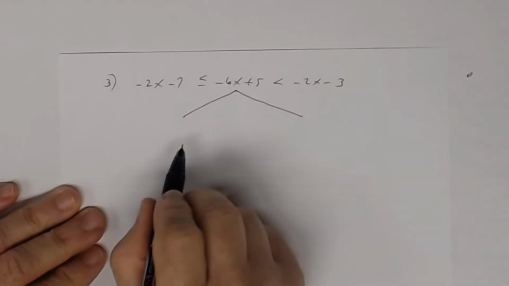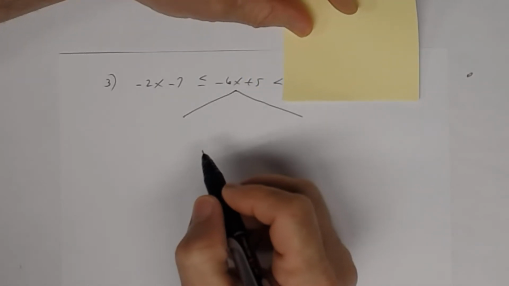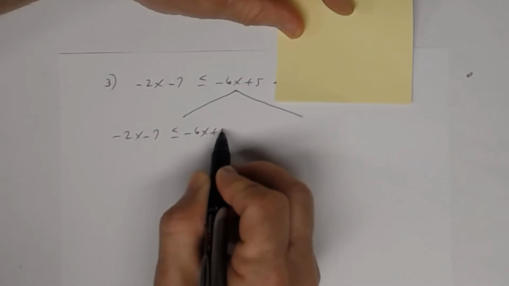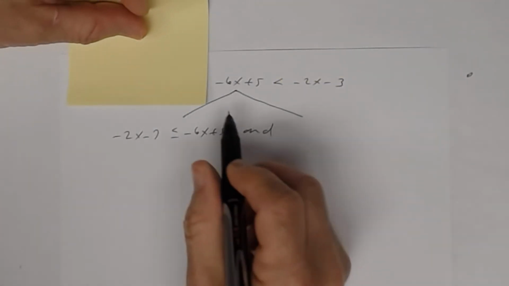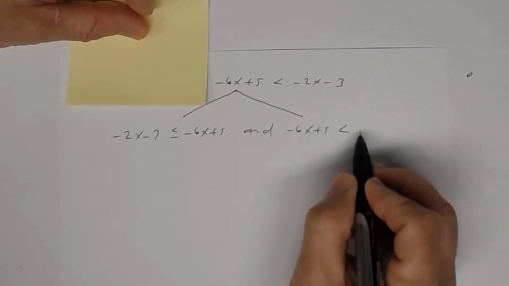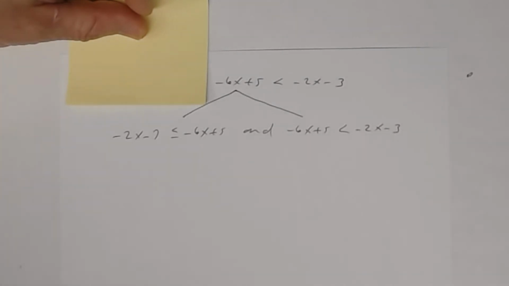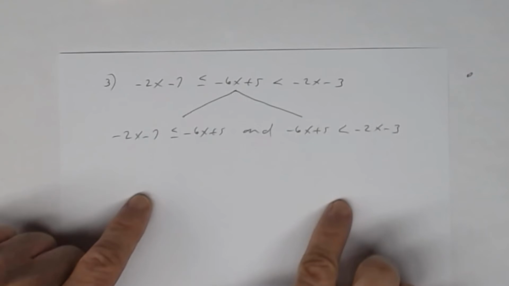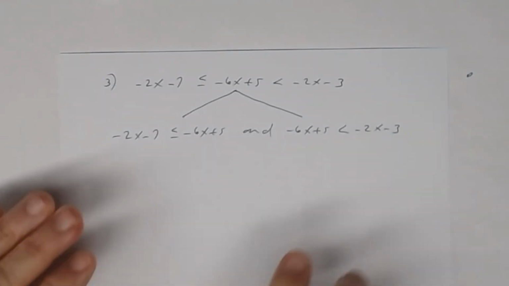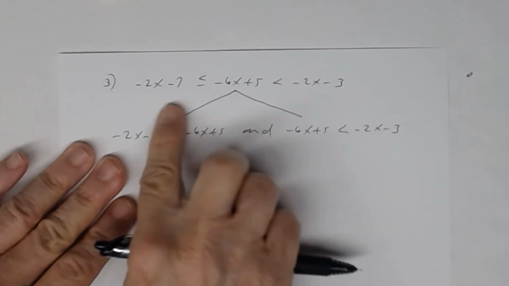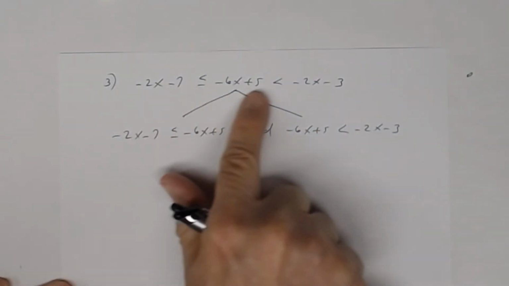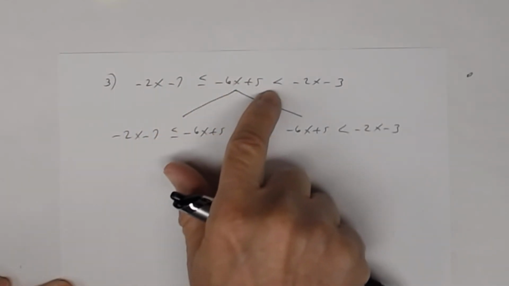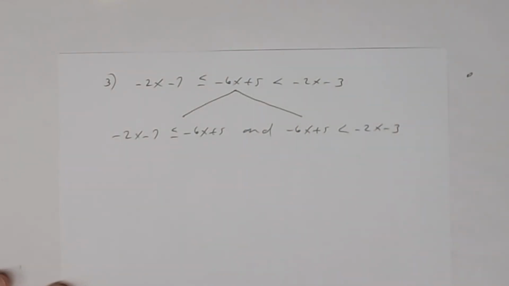I'm going to write this as two simple inequalities. I have negative 2x minus 7 is less than or equal to negative 6x plus 5. And at the same time, negative 6x plus 5 must be less than negative 2x minus 3. To find the solution to this compound inequality, I'm going to solve each simple inequality individually. Then I'm going to look at the graph of each one and find where they intersect, and that will be the solution to the original. I'm trying to find all values of x that make this expression less than or equal to this expression, and at the same time less than this.